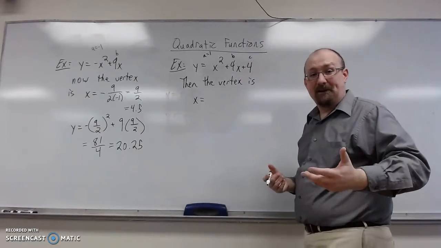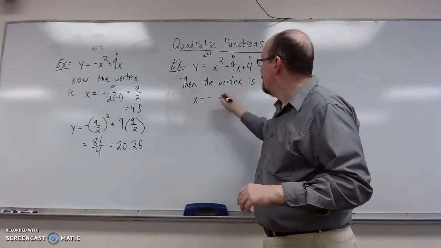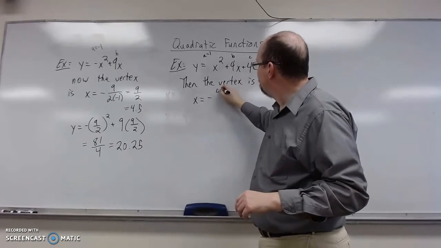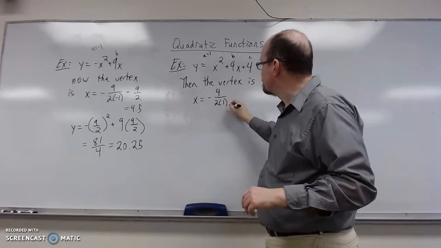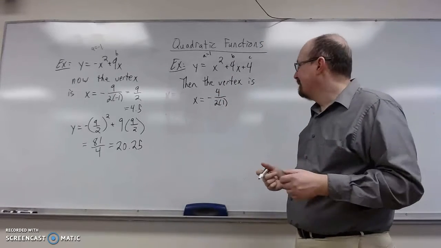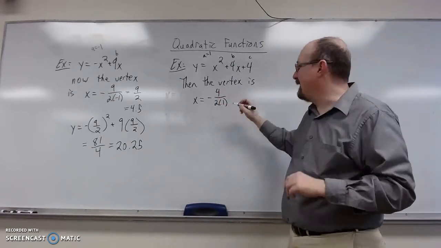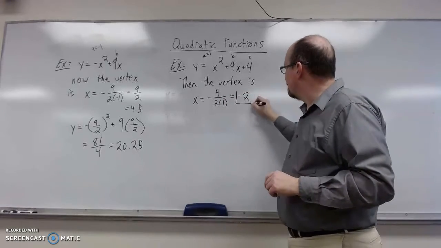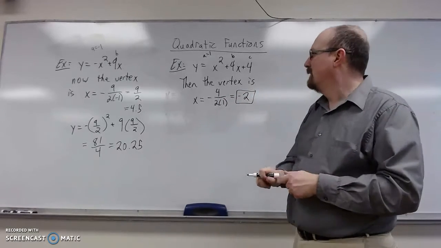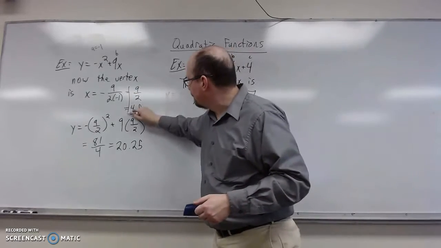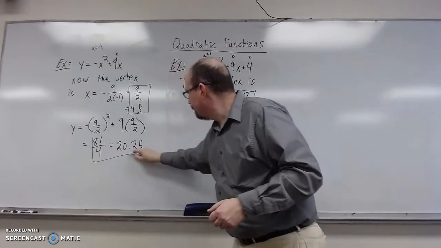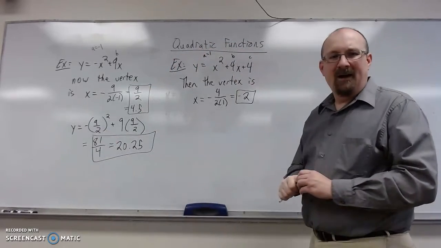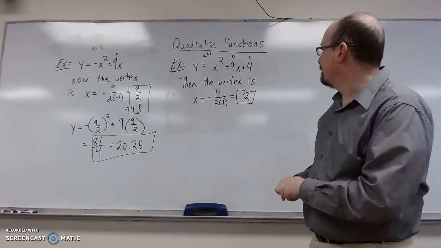So now we just repeat the process. Fill in the blanks. Negative b, 4, over 2 times a, which is 1. So negative 4 divided by 2 gives us negative 2. Should have put a box around my answers here as well, but there we go. That way you know where the coordinates of the vertex are.